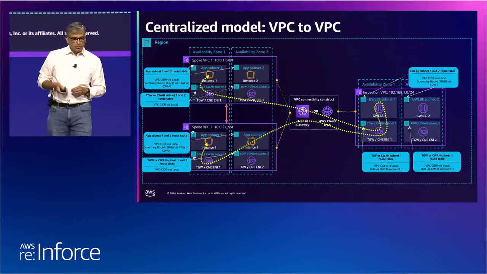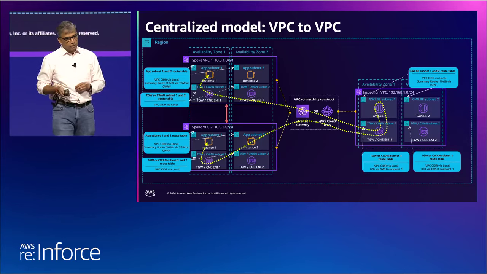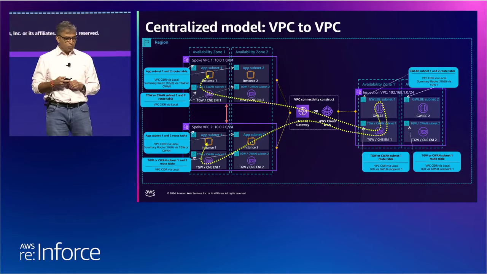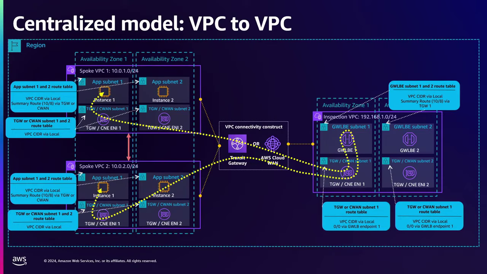So with that in mind, this is what the traffic flow looks like. When a spoke VPC wants to talk to spoke VPC 2, traffic matches the default route entry to the Transit Gateway or Cloud WAN. From there, it goes to the inspection VPC, back to the construct, and it finds the destination in the spoke VPC.